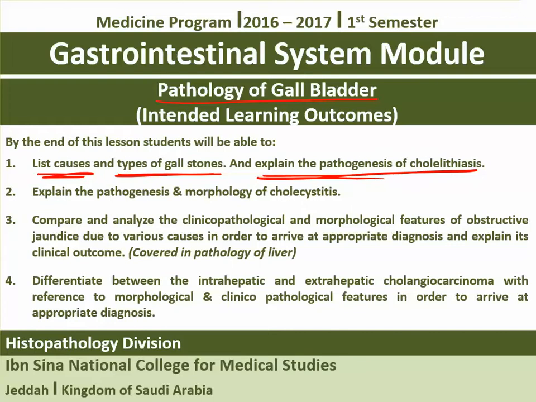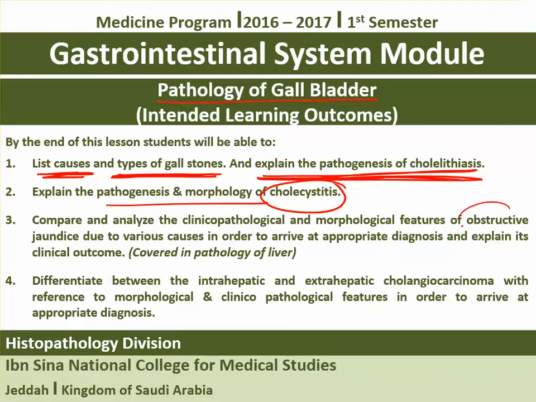So it's the pathology of the gallbladder. After this lecture, you will be able to list the causes and types of gallstones and explain the pathogenesis of cholelithiasis. Cholelithiasis means gallstones. You can also explain the pathogenesis and morphology of cholecystitis. Cholecystitis means inflammation of the gallbladder.